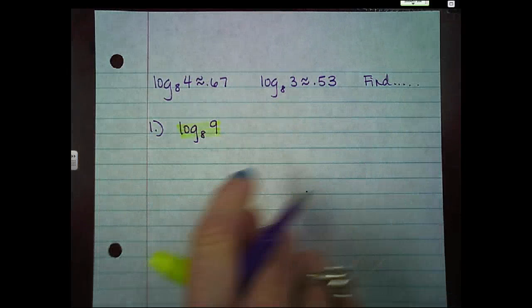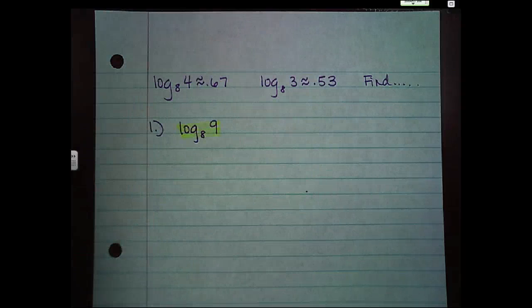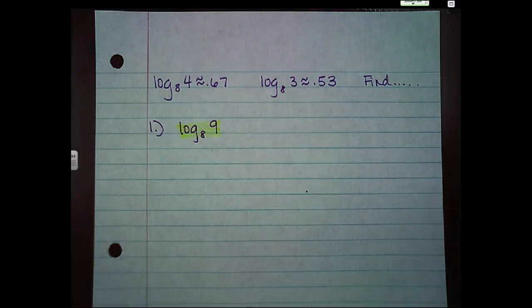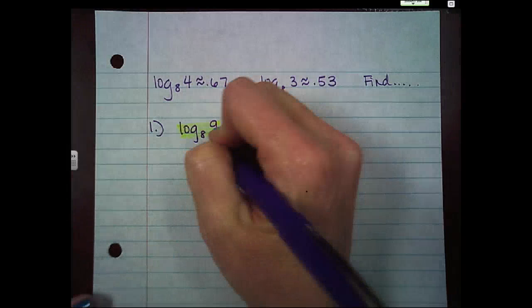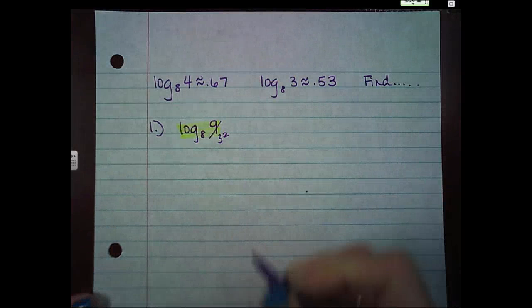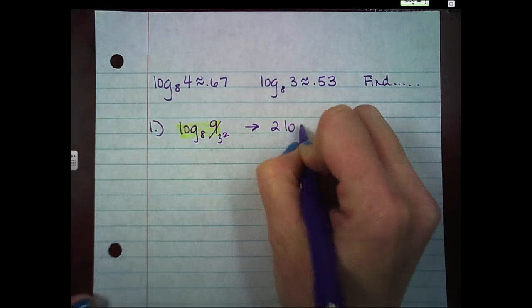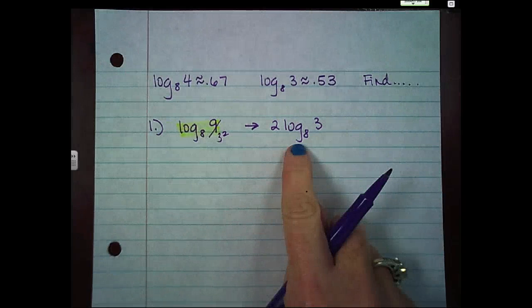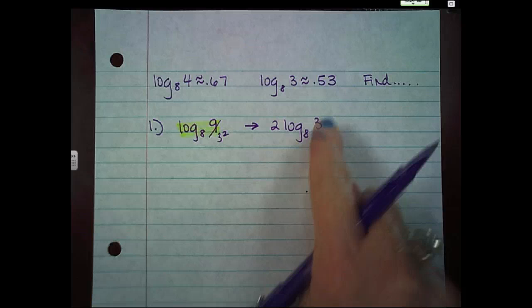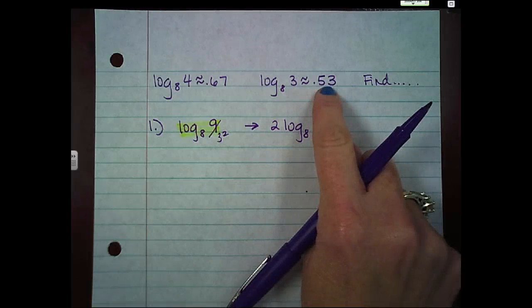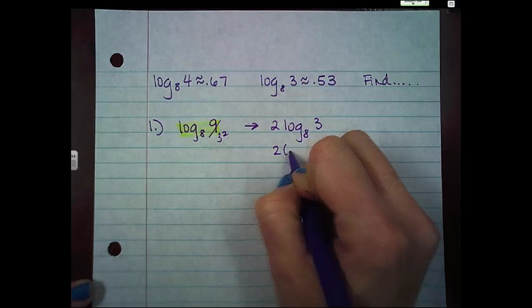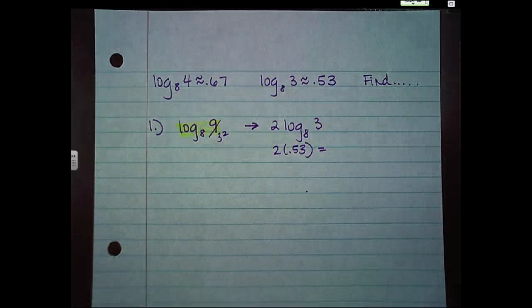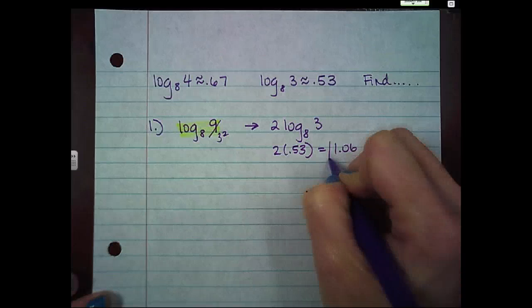Okay, how can I come up with 9? I use any operation on a 3 and a 4 to come up with 9. What do I need to use? 3 squared. I'm not even going to need the 4, that's fine. So this is the same as 3 squared. So if I was going to expand that, that would be 2 log base 8 of 3. Do you agree? So if I wanted to find the approximate value, what is the value of log base 8 of 3? It's 0.53, isn't it? So that means I want 2 of 0.53, which gives you an answer of 1.06.